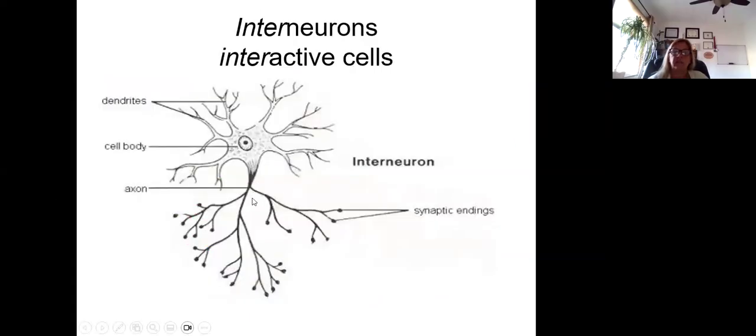Your interneurons are the little guys that have synaptic endings, and they are the ones who are sort of in the middle, in between your dendrites and your axons. They're interactive cells, or interneuron cells. You'll see some of the old literature call them interactive cells.